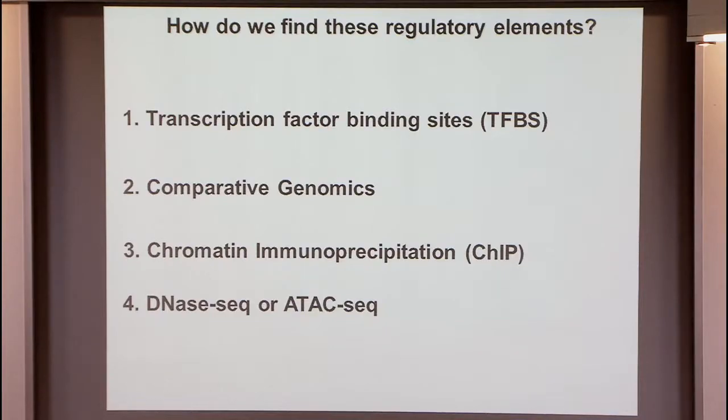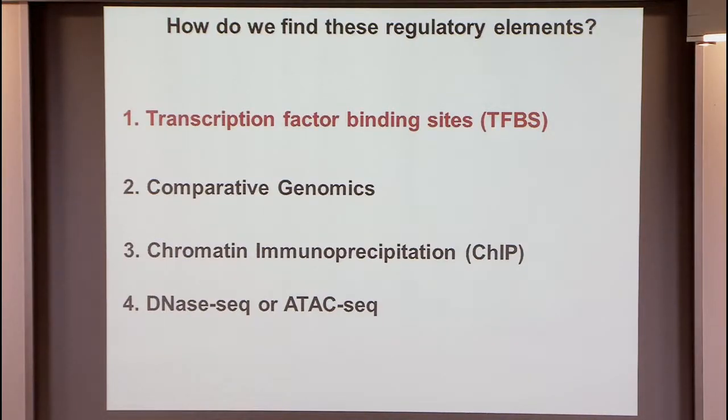So you can look just at the sequence level at transcription factor binding sites, which we'll talk about. Another is comparative genomics, comparing genomes in evolution. Another is ChIP, and there are other technologies, but ChIP is probably the most commonly used, so I'll talk a bit about ChIP, and then also DNase-seq and ATAC-seq, which is now quite widely used also. So we'll start with transcription factor binding sites.